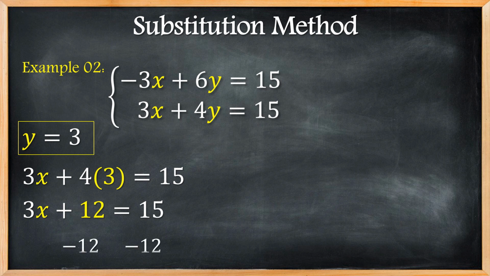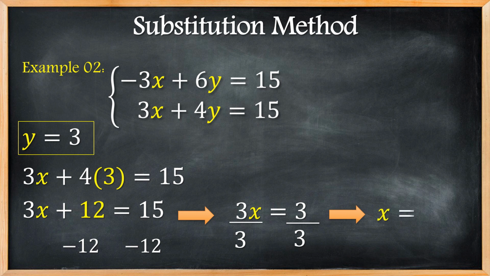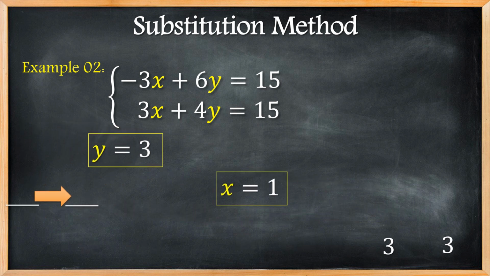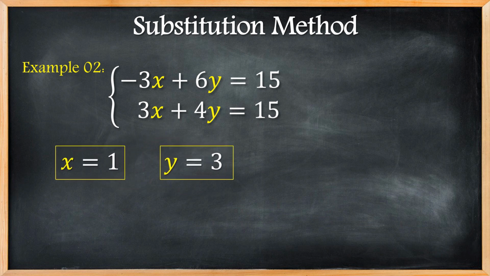Next, subtract 12 from both sides. 3x = 3. Finally, divide by 3 to solve for x, so x = 1. So our solution is x = 1, y = 3. Now that we have found both values, we conclude that the solution to the system of equations is 1 and 3. This means that the lines represented by these equations intersect at the point (1, 3).